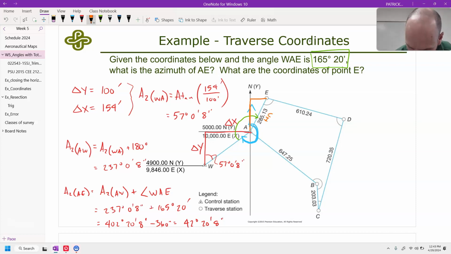Now the horizontal distance measurement from A to E, that's our 285.13. We want to break down our delta X and delta Y components from that. We've got our azimuth right here, 42 degrees and change. So the delta X component is the horizontal distance, the hypotenuse, times the sine of the azimuth. The delta Y is that horizontal distance times the cosine of the azimuth.